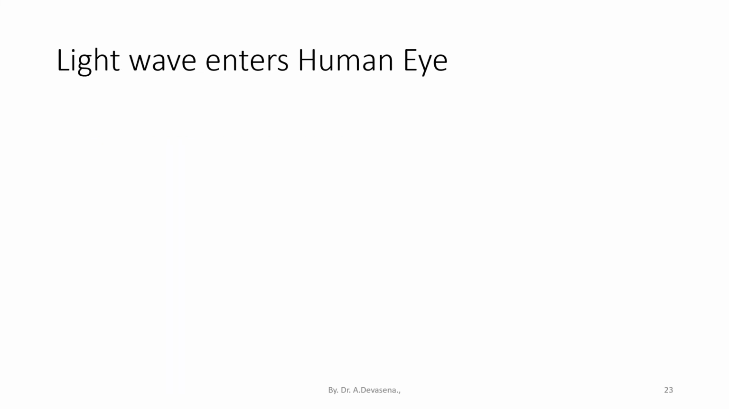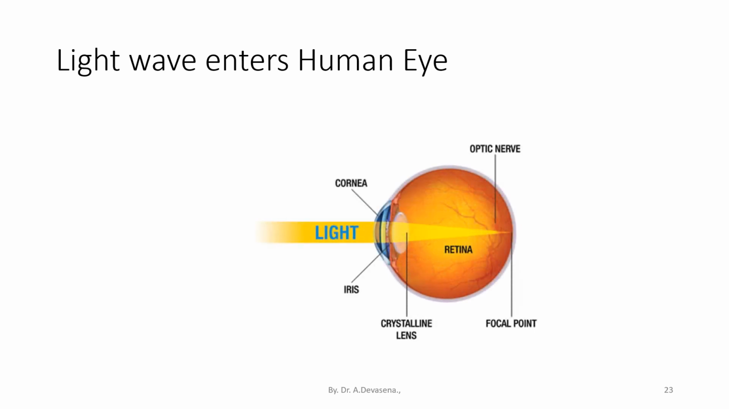Light wave entering the human eye representation is shown here. This is the representation of how the light wave enters the human eye and how it hits the optic nerve, that is the focal point.